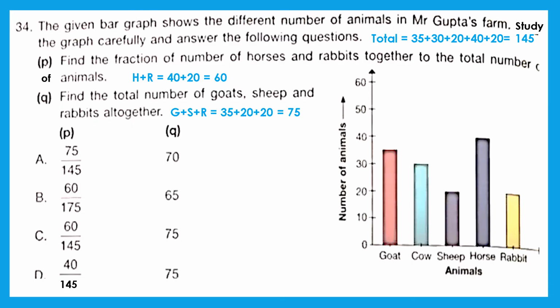Okay. Now let's see Q. Find the total number of goats, sheep and rabbits all together. It is a simple addition. That is 35 plus 20 plus 20, 75. So P as 60 by 145 and Q as 75 is the right option. It is option C.